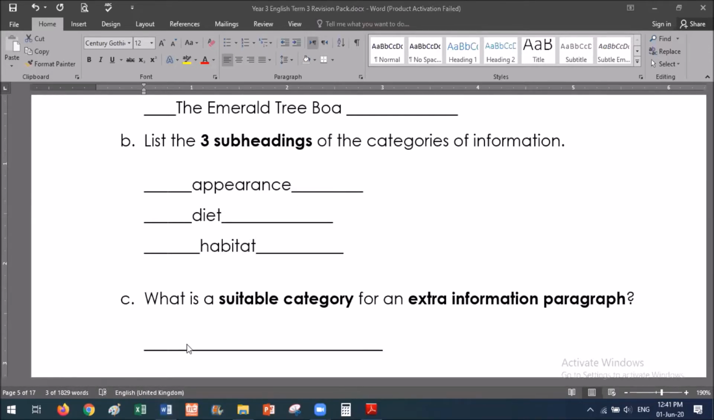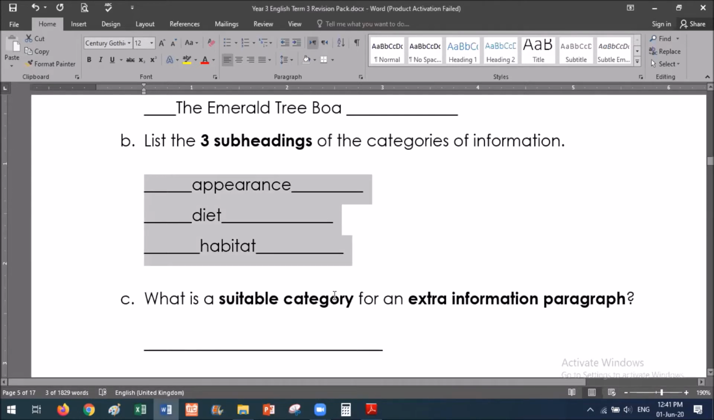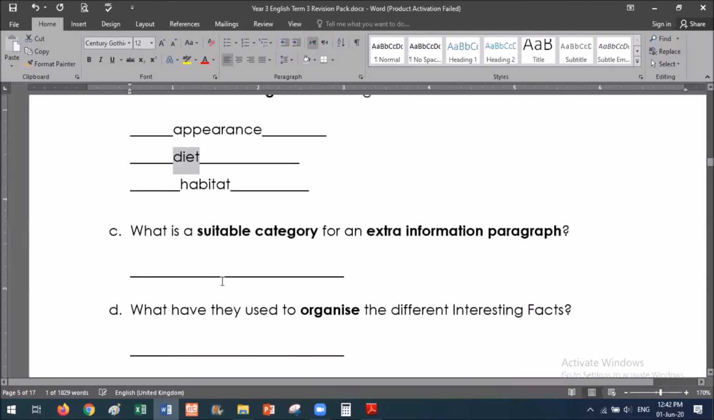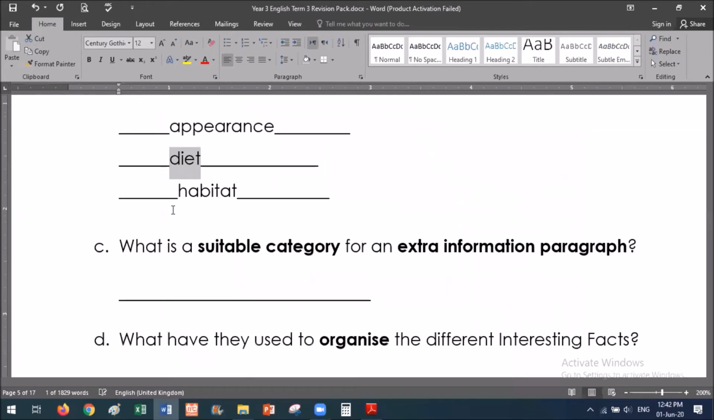Farida, would you like to try answering this one? What is a suitable category for one more? We have 3 categories: appearance, diet, and habitat. We need one more information paragraph. What do you think we might be able to do about this tree boa? Like how to protect the animals, because some people let them die and they shot them with a gun.